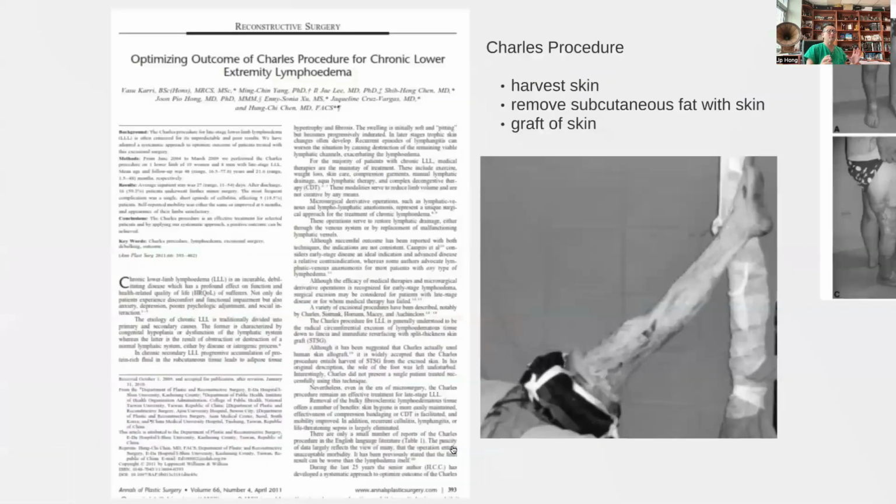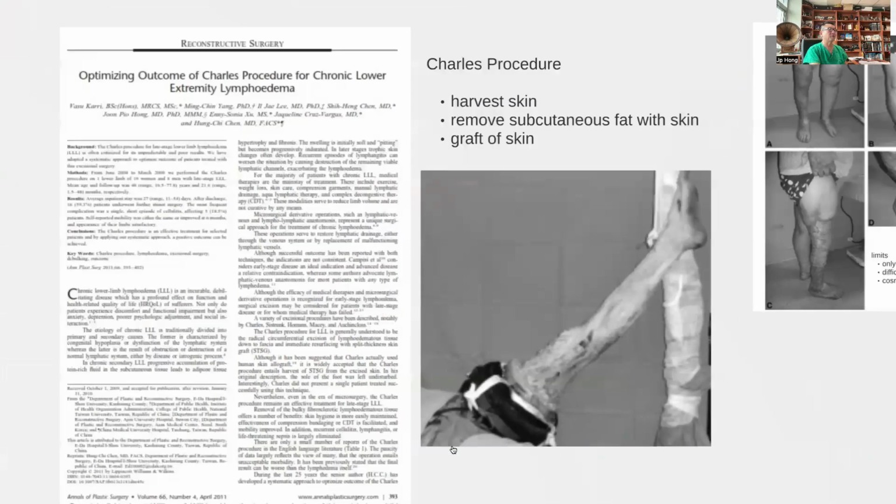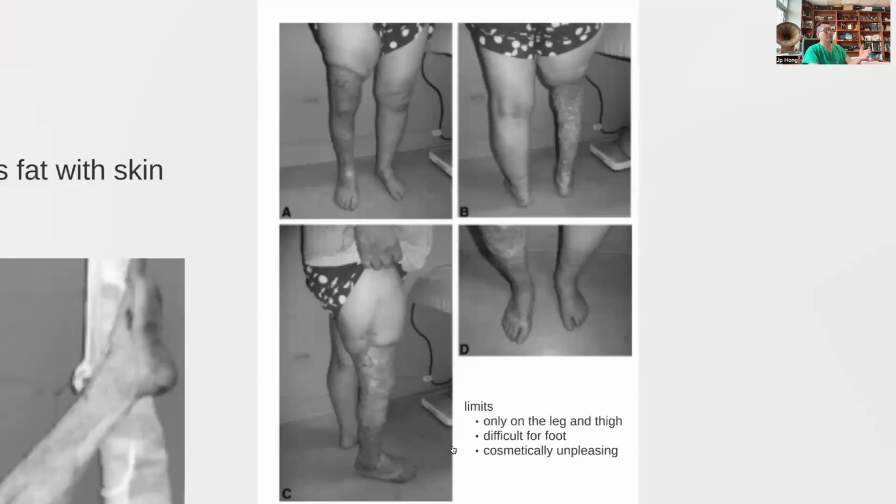Now, an extreme form of decompression or removal, debulking surgery, is the so-called Charles procedure. Under the tourniquet, everything is removed above the deep fascia. So all the fat is removed as much as possible, and then a skin graft is harvested and the patient is grafted back. So now you see that the patient will not have lymphedema for the rest of his or her life.